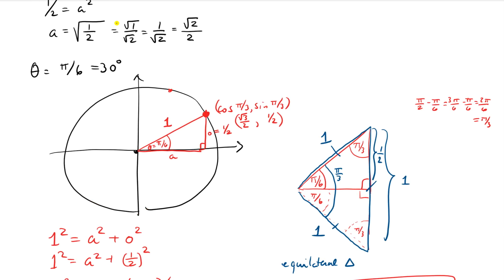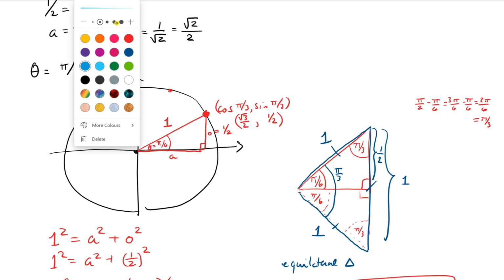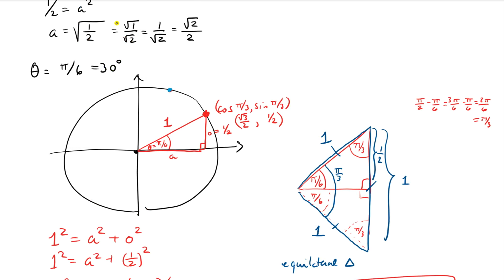And I'm going to keep working on that triangle, maybe use a different color just to not get things mixed up. If I look at this point here, that's, okay, remember that pi over 6, it divides 90 degrees into 3 parts. So if this is another pi over 6 here, overall this is 2 pi over 6 or pi over 3.